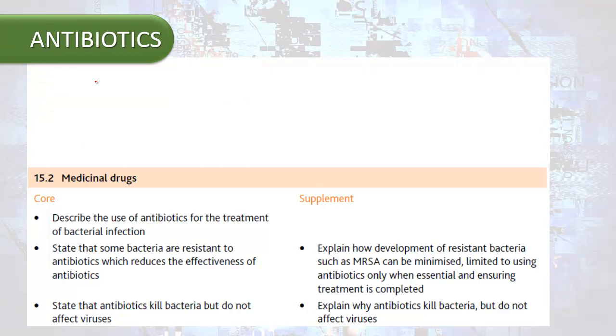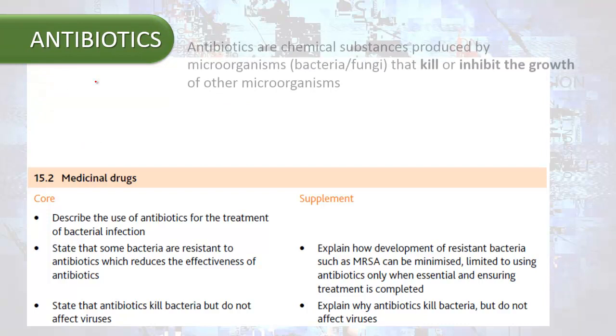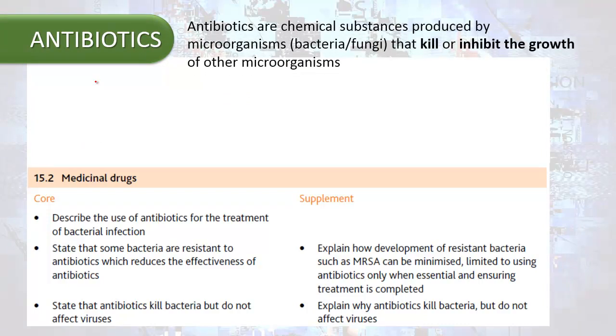And so when we look at antibiotics, antibiotics are basically chemical substances produced by microorganisms, which is bacteria or fungi, that kill or inhibit the growth of other microorganisms. There is this famous story here about Alexander Fleming and how he accidentally discovered the very first antibiotic, which is penicillin.